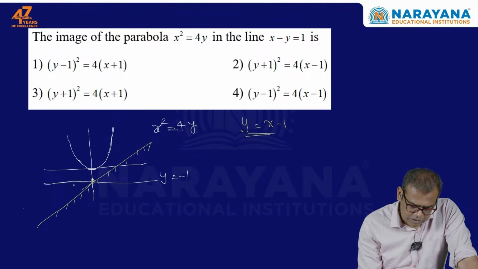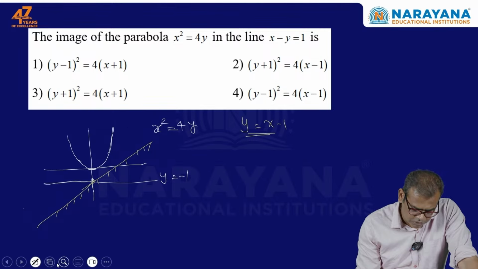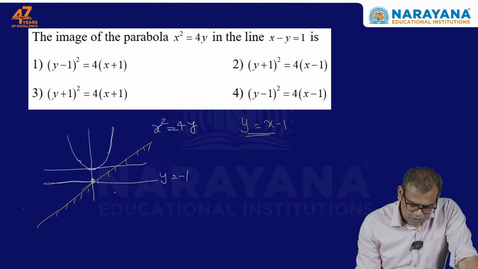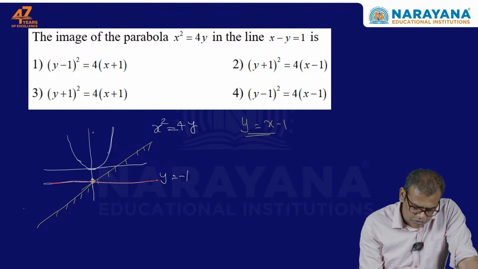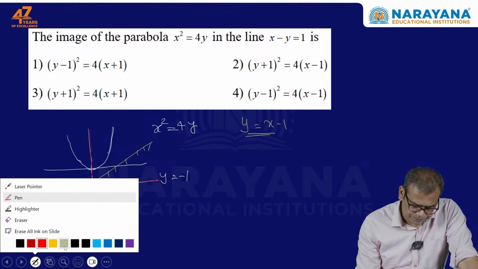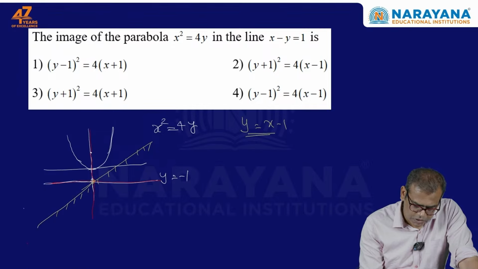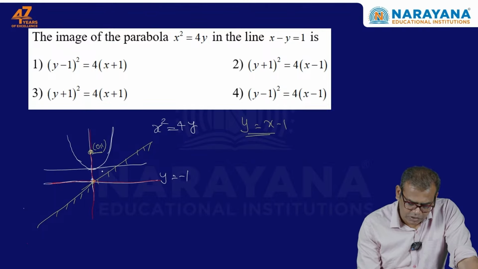And look here, this is the directrix. If you take the mirror image of the directrix with respect to this yellow line, this one will come. And here the focus of this parabola is 0 comma 1. So take the mirror image of 0 comma 1 with respect to this yellow line.